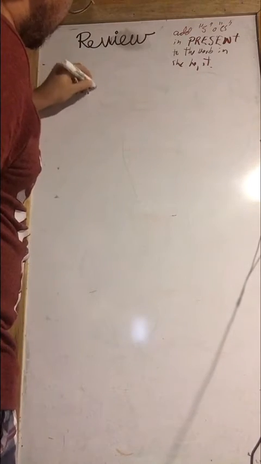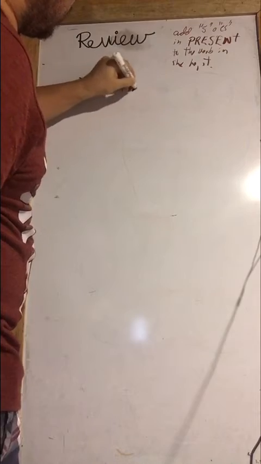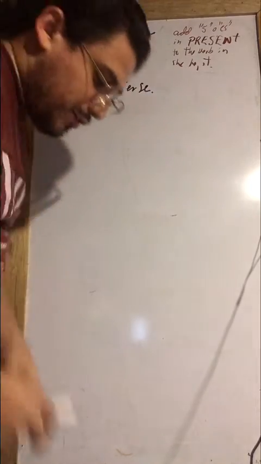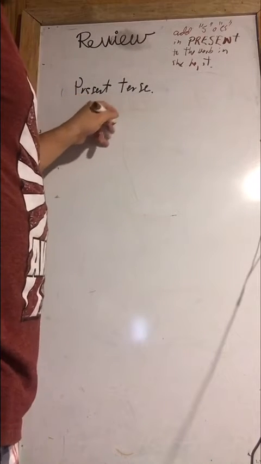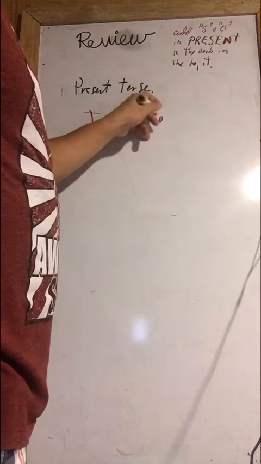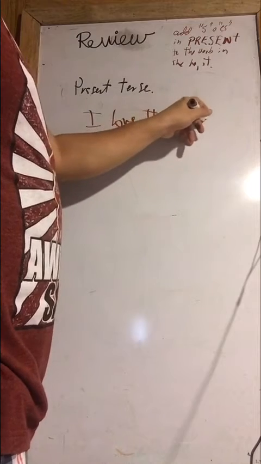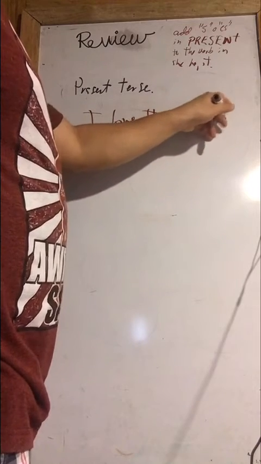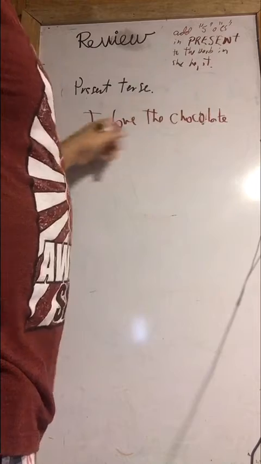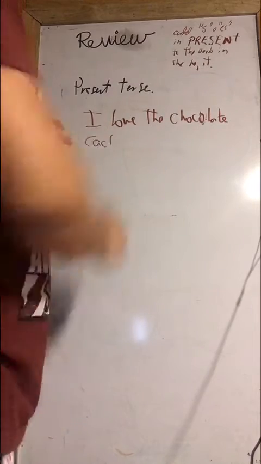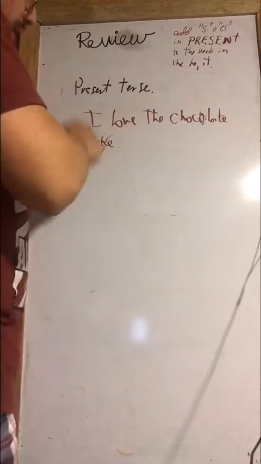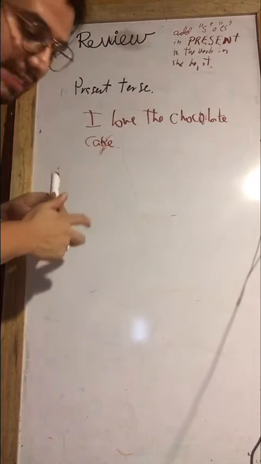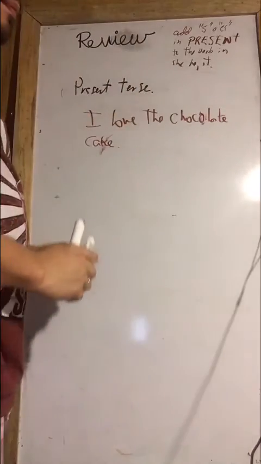Let's say, for an example, that my sentence in present is going to be: I love the chocolate cake. Okay? So how can I change this from present to future?